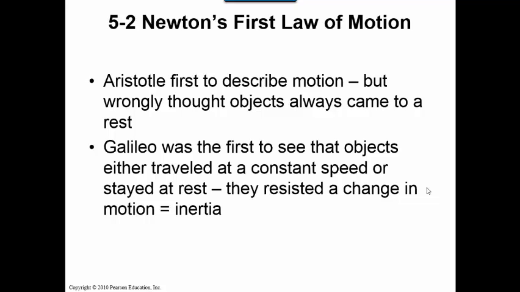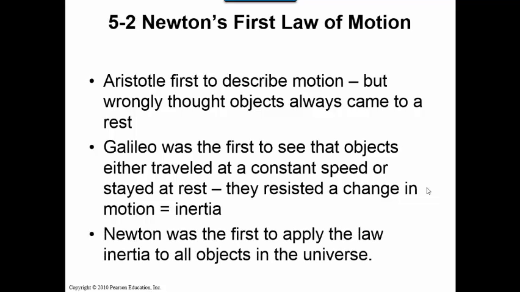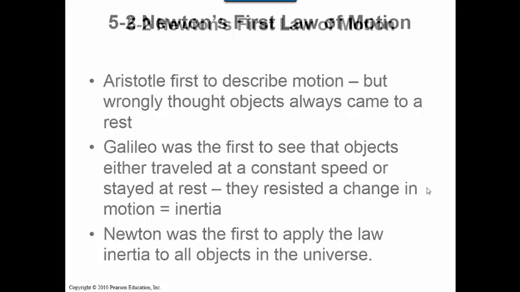This resistance to a change in motion he coined as the inertia of the object. Turns out to be proportional to the mass. The more mass something has, the harder it is to get it moving, and the harder it is to stop it moving. Newton was the first to apply the law to all objects in the universe.